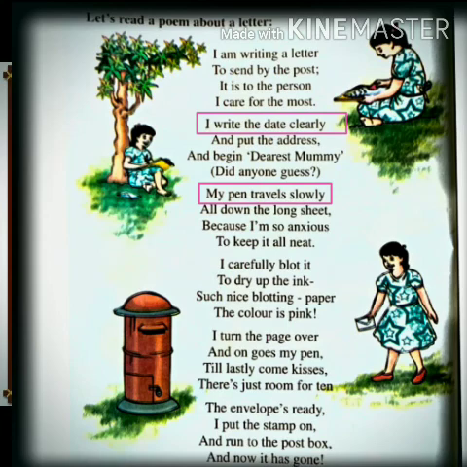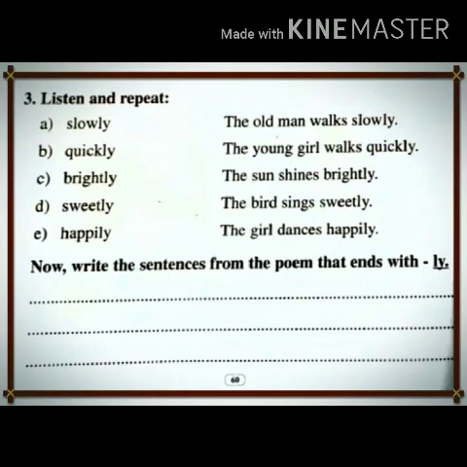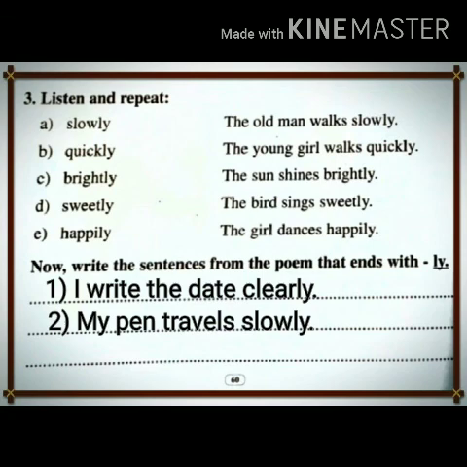Students, while reading the poem, I have made boxes over the sentences that end with ly. Look at the picture. The sentences are: I write the date clearly and my pen travels slowly. Now, write the two sentences in the space provided below. Number 1, I write the date clearly. Number 2, my pen travels slowly.